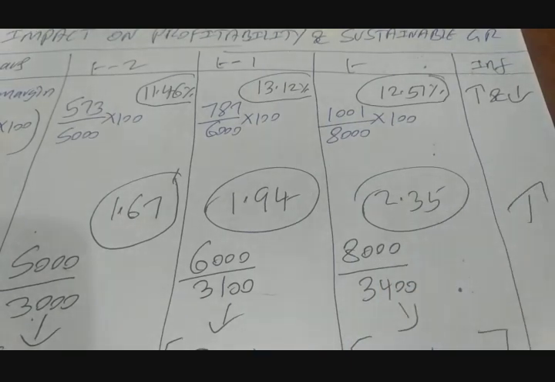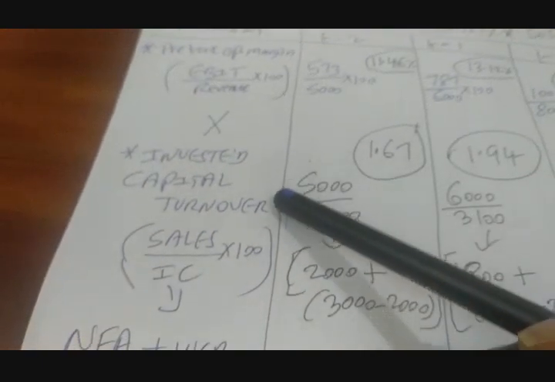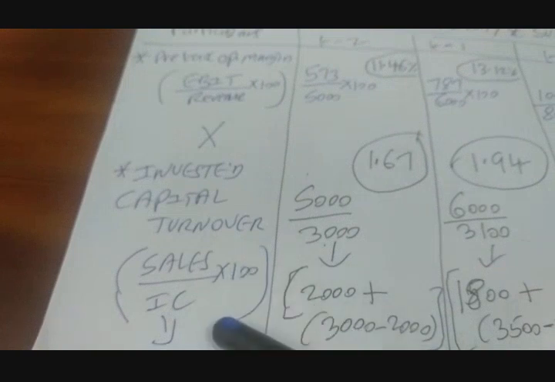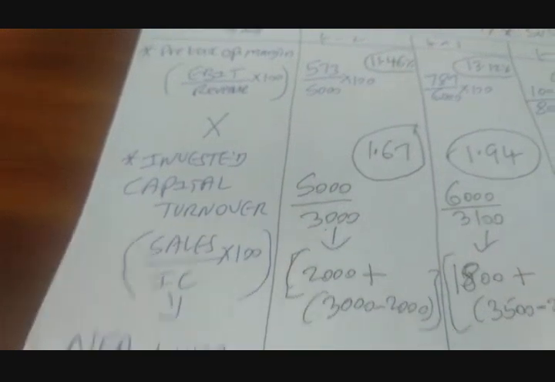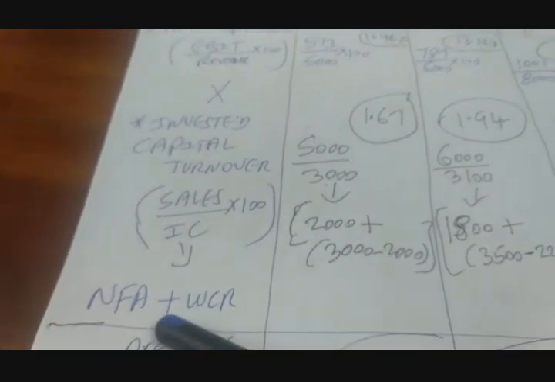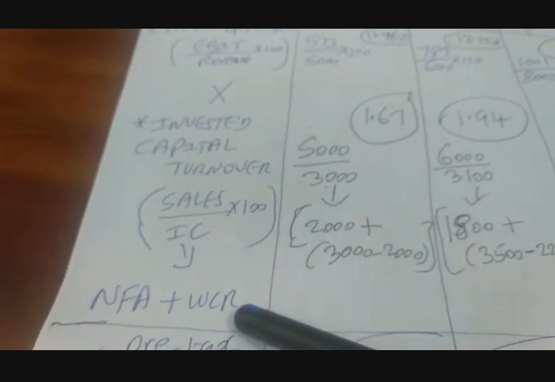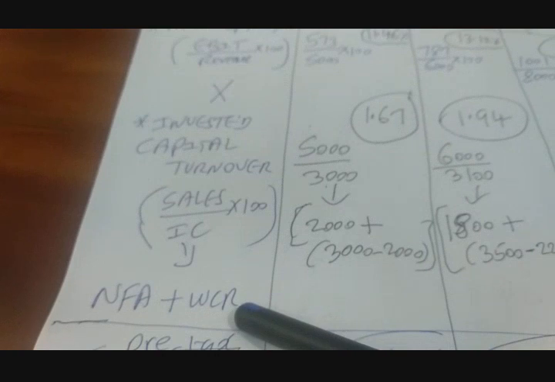I take you now to the next leg, that is invested capital turnover. The formula is sales by invested capital multiplied by 100. The invested capital formula is net fixed asset plus working capital requirement. There are 2 ways in which you can find out invested capital.